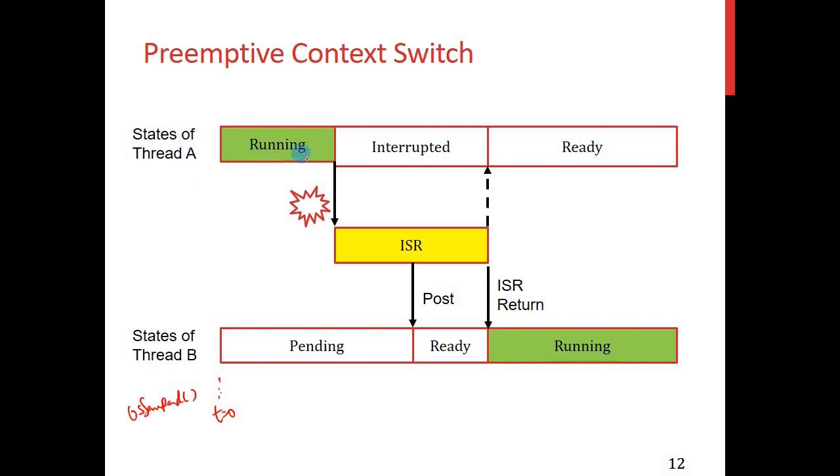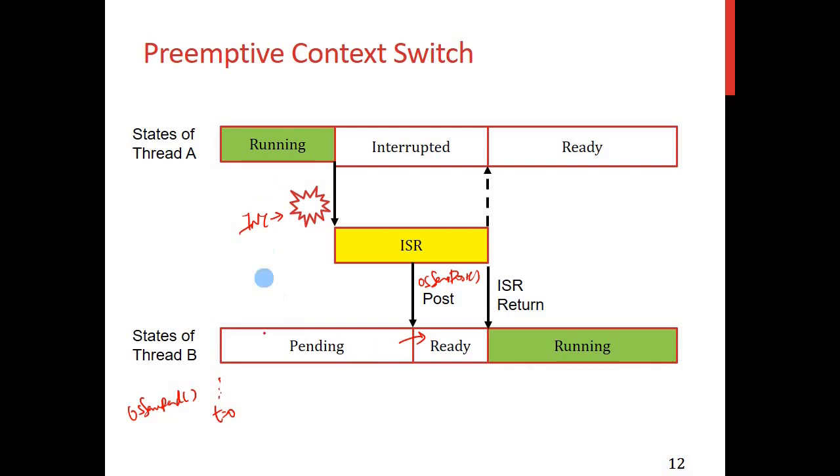Task A is running, and at some point of time there is an interrupt. Because of the interrupt, you jump to the ISR, and in the ISR there is a post of the semaphore. And so when there is a post of the semaphore, what happens? That means task B, which was waiting for the semaphore, will now acquire the semaphore and will be allowed to transition from the pending state to the ready state.